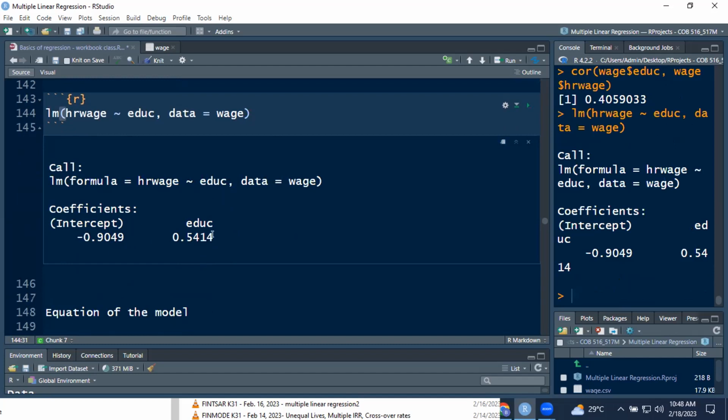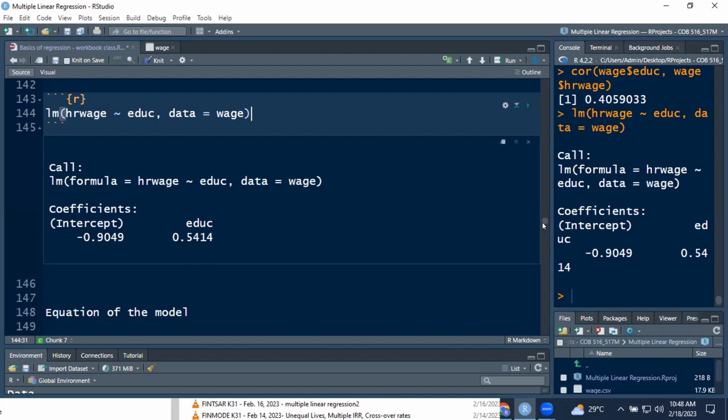This is now the parameter for education. This is the marginal impact of education on hourly wage. And it's positive, which means the sign of the beta will also be the sign of the correlation. Kung positive tong beta natin, si correlation positive din. Which means that as education increases, hourly wage also increases.